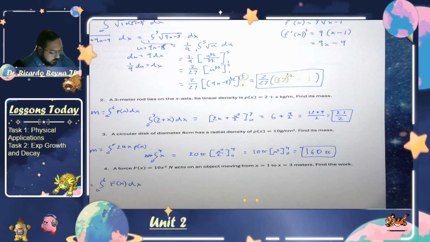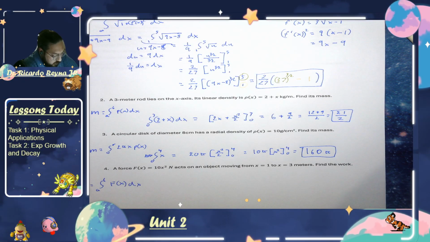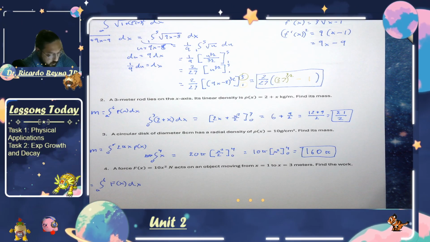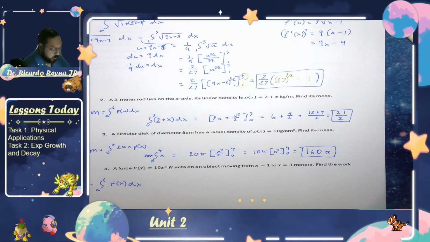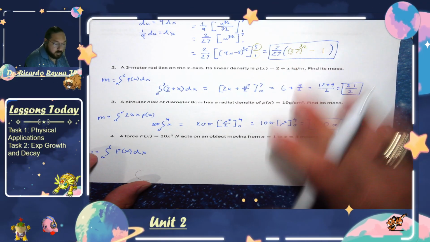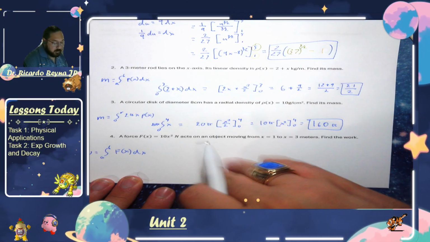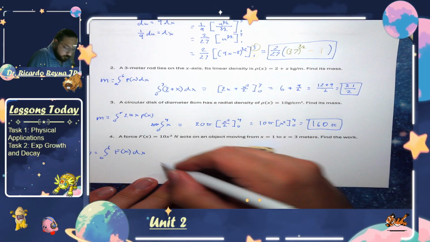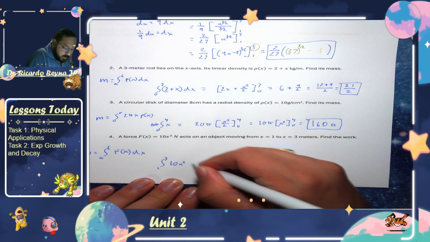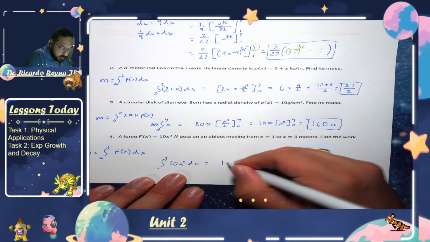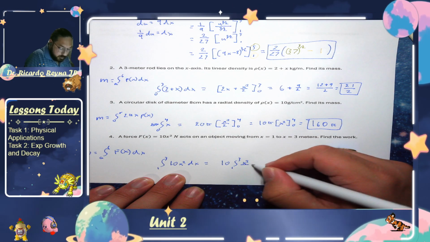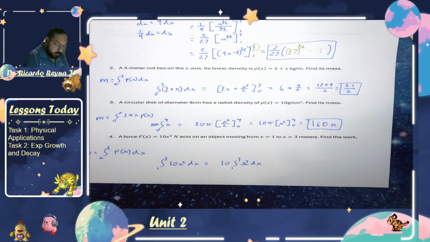All right. Last one. A force f of x is equal to 10x squared newtons acts on an object moving from 1 to 3. Find the work. Okay, so that one's just kind of plain Jane. It's probably just as intensive as this, but we can still do it. We got 1 to 3, 10x squared dx. Let the 10 escape.